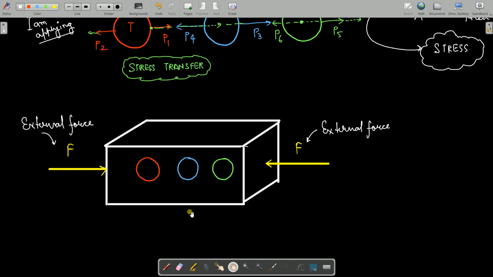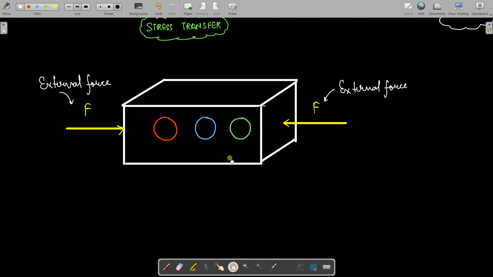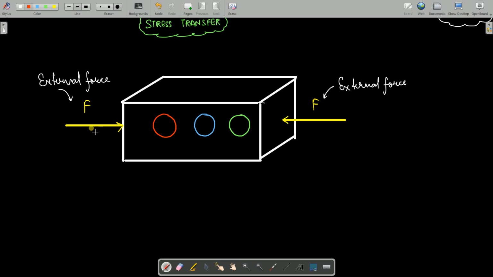If I am applying an external force out here, what is going to happen? Since I am applying an external force which is compressing this body, Tom will say, please don't compress me, so it will resist it. Here the nature of the forces being applied externally is compressive, so the nature of the stress being generated will also be compressive. Please make sure of this.